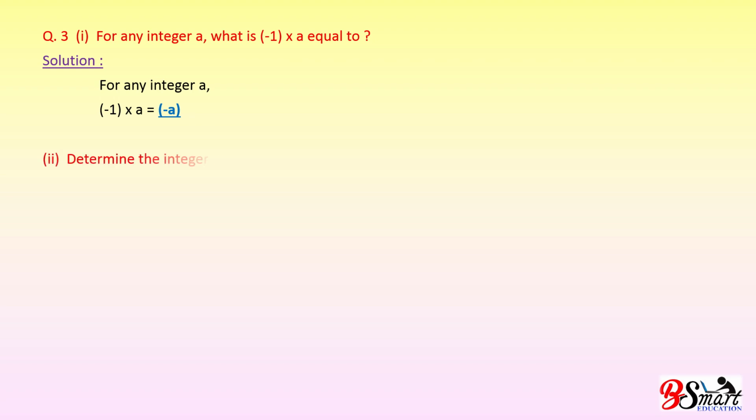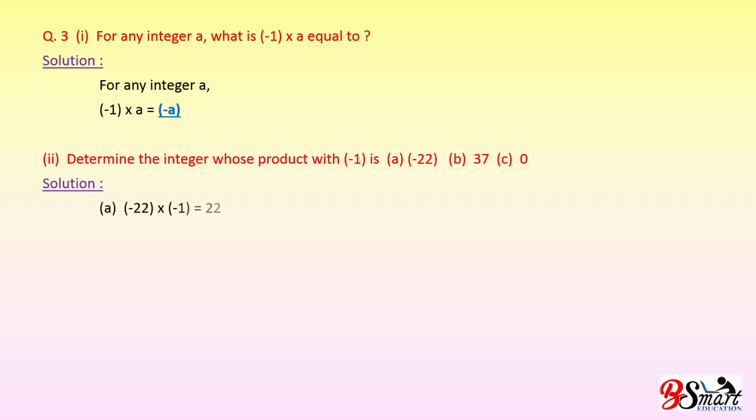Sub question number 2. Determine the integer whose product with minus 1 is: a, minus 22; b, 37; c, 0. A, minus 22 into minus 1 equal to 22. B, 37 into minus 1 equal to minus 37. And C, 0 into minus 1 equal to 0. Hence 0 is the integer whose product with minus 1 is 0.